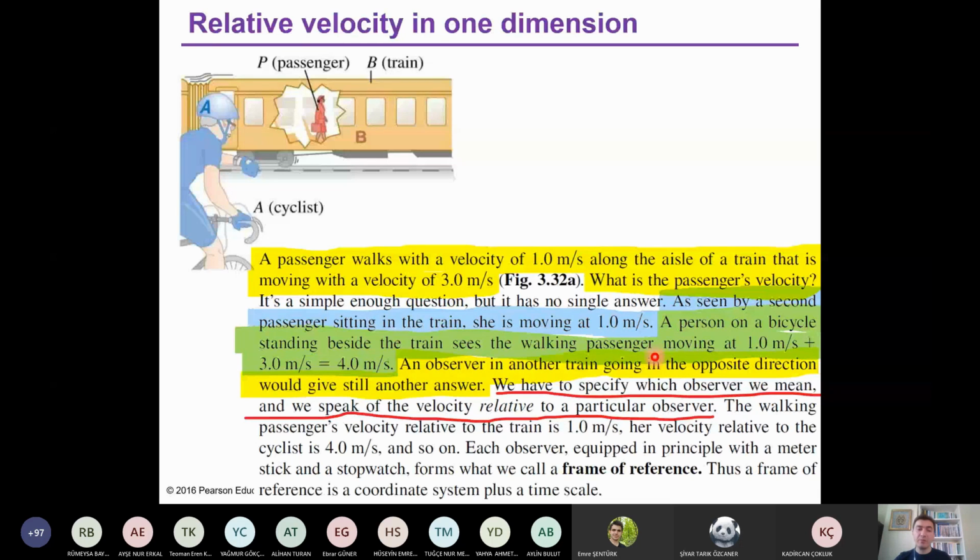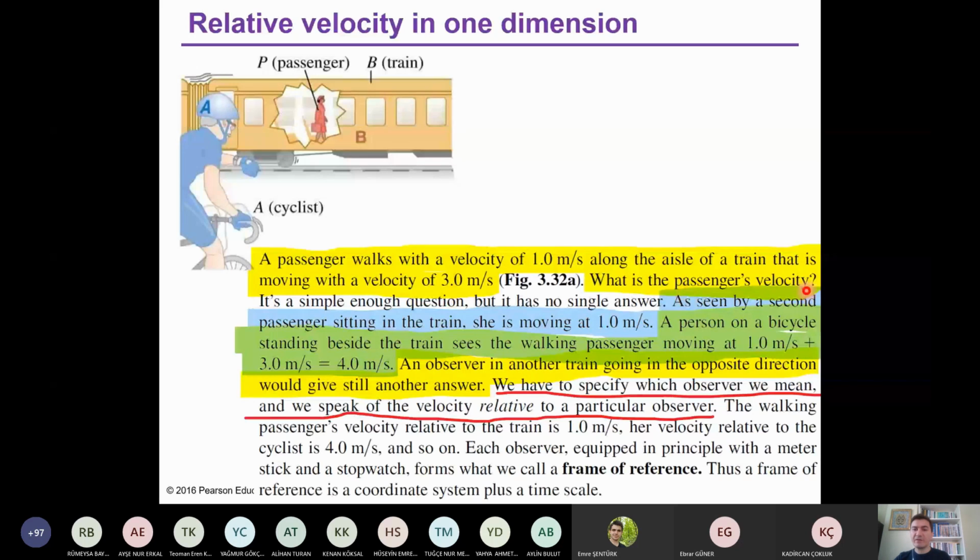A person on a bicycle standing beside the train sees the walking passenger moving at 1 meter per second plus 3 meters per second, the velocity of the train. So this is the final velocity of the passenger relative to the cyclist. An observer in another train going in the opposite direction will give still another answer. Let's consider there is another train and it is moving in the opposite direction with a velocity of 3 meters per second. Then what is the velocity of this passenger? Okay, so there are many answers to this question. What is the passenger's velocity?